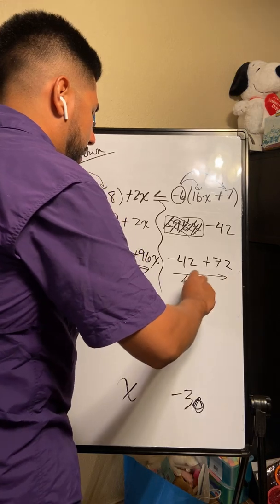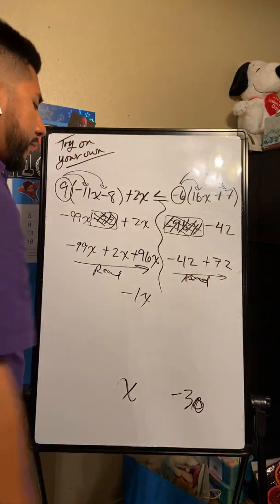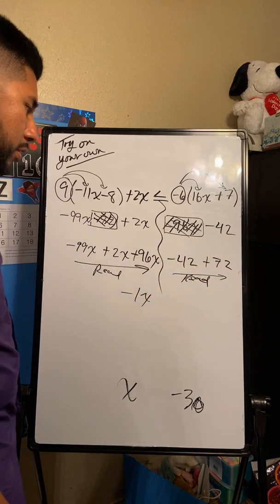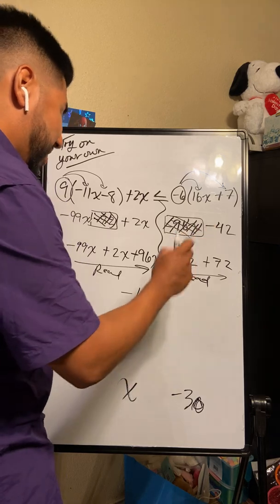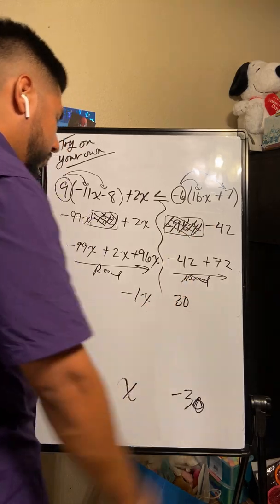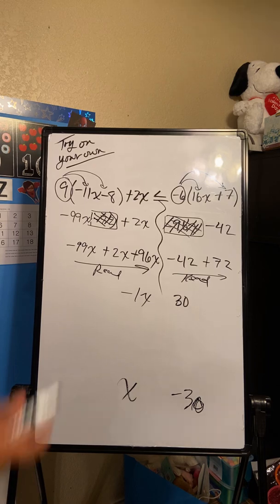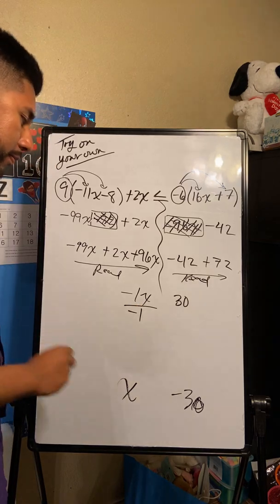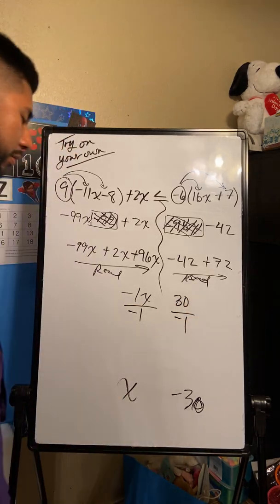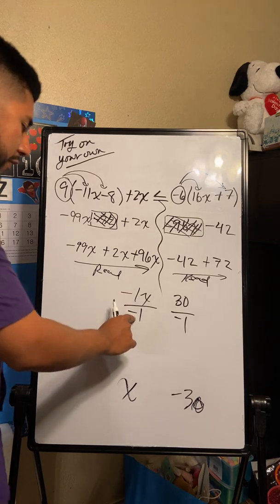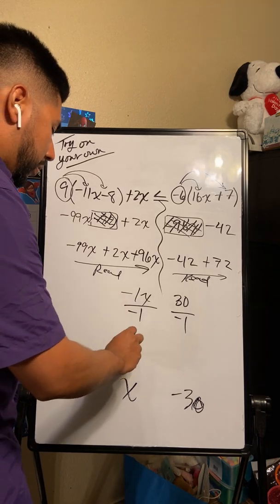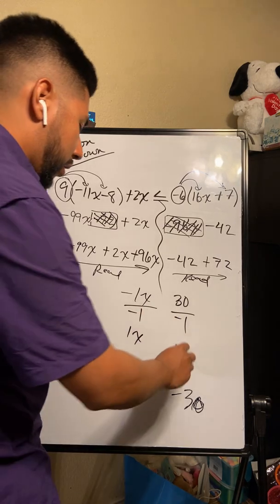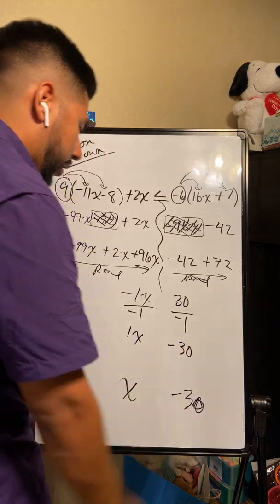Make sure you read. I promise, just read left to right. Negative 42 plus 72. You should get a positive 30. Calculator, I promise. And lastly, yes, we're going to divide by negative 1. Negative 1 divided by negative 1. Calculator, if you're not sure, you do get the 1x. 30 divided by negative 1, you do get negative 30.